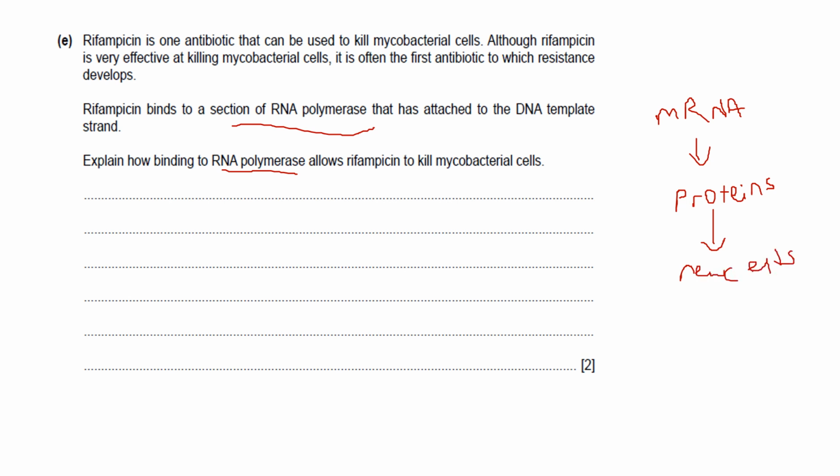All right, so in this case, let's think of this here. It says it binds to a section of RNA polymerase, and how does that then allow it to kill the bacterial cells? So first of all, it ensures that no mRNA is made. So it prevents the synthesis of mRNA. That's one answer.